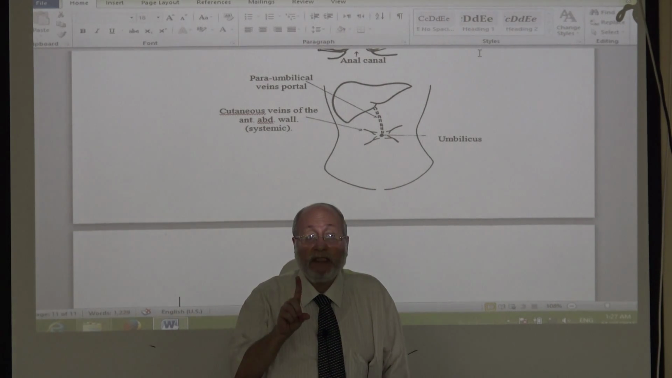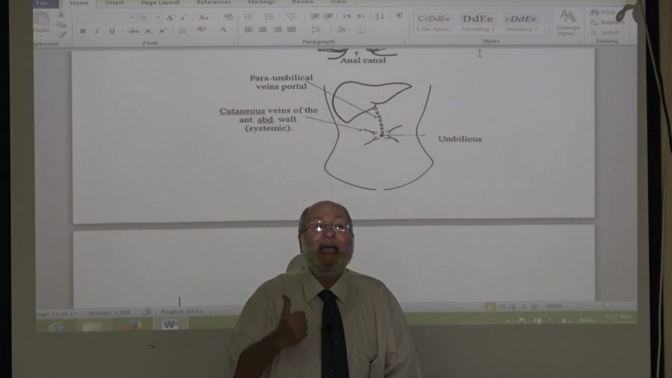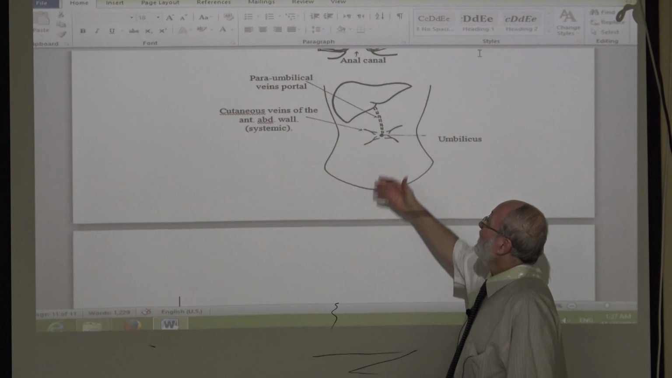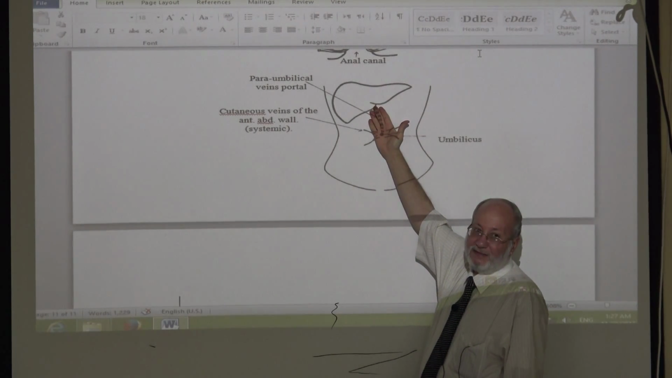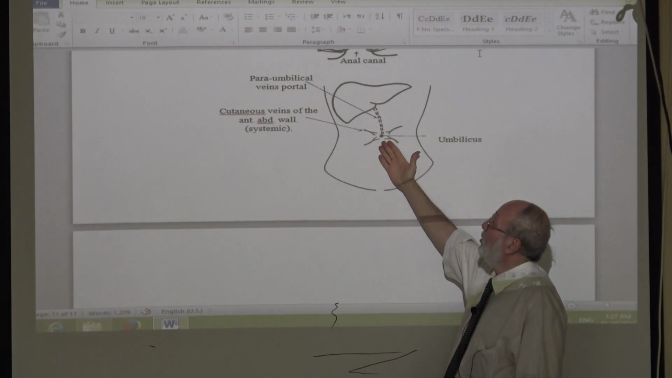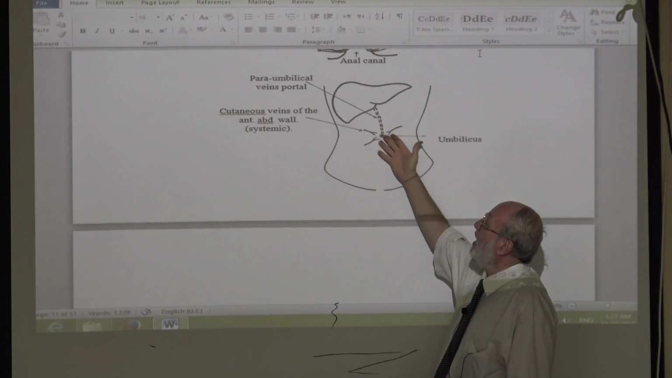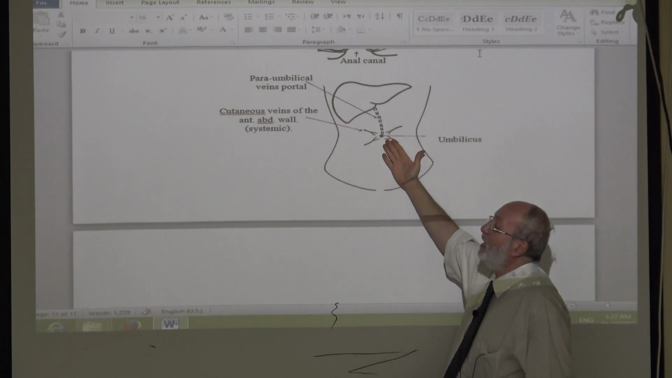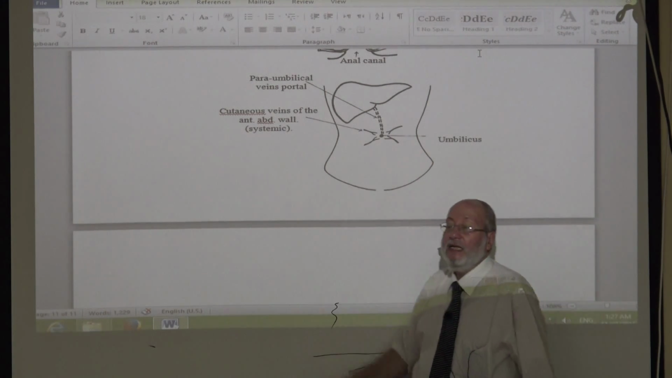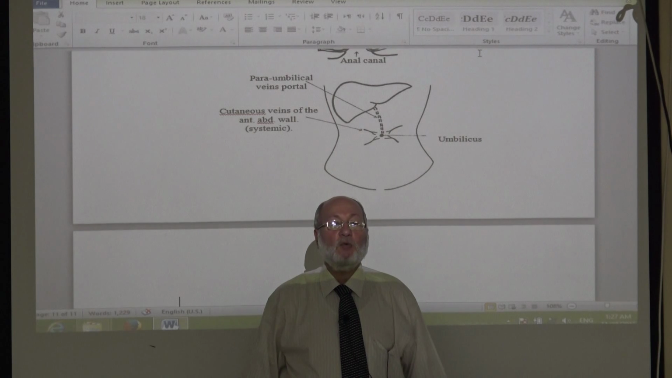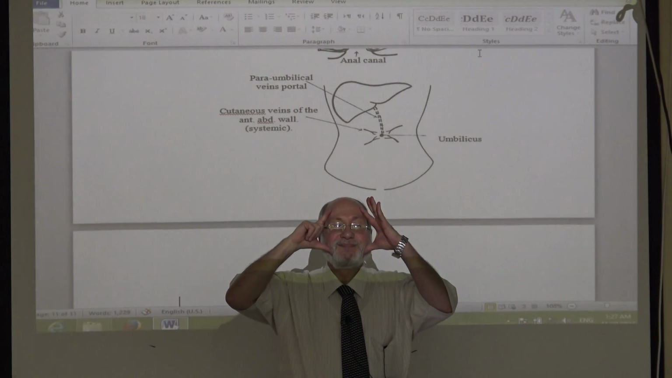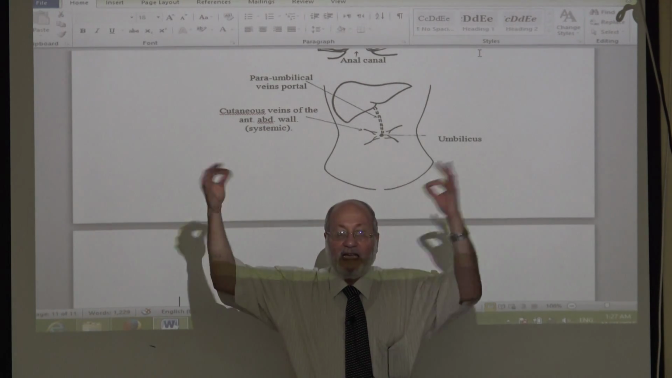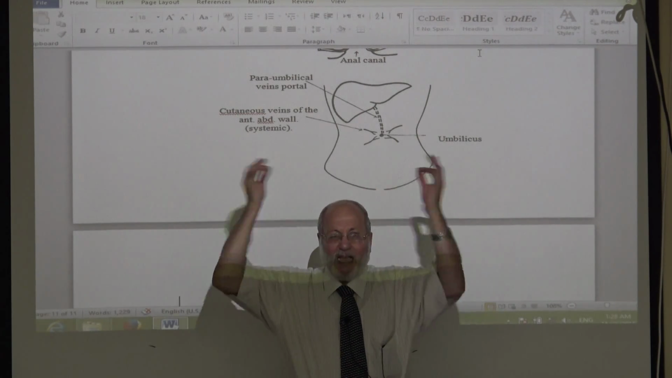If this anastomosis is present due to patency of para-umbilical veins, which is very, very rare, the blood will flow from the left branch of portal to the para-umbilical veins to open the anastomosis around the umbilicus, leading to dilated, elongated, tortuous veins around the umbilicus. Called what? The umbilicus is rounded in shape. Like what rounded? Face. Caput means head. And the dilated veins, like what?